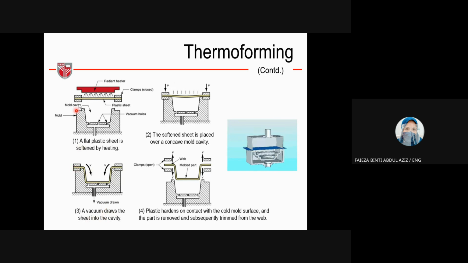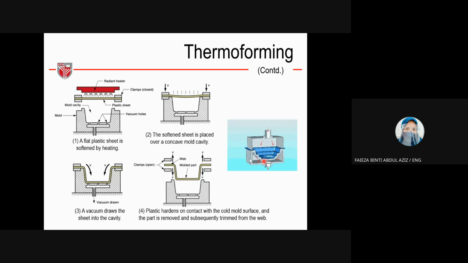So here look at this one. Now it's straight, and after it becomes heated, its shape follows the shape of the mold. Okay, and then the plastic hardens on contact with the cold mold surface, and the part is removed and subsequently trimmed from the web. Because here you can see the clamps open and we can remove the molded parts. You can see this figure as well.